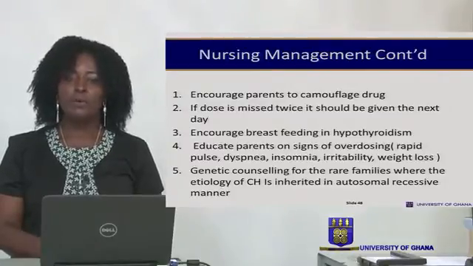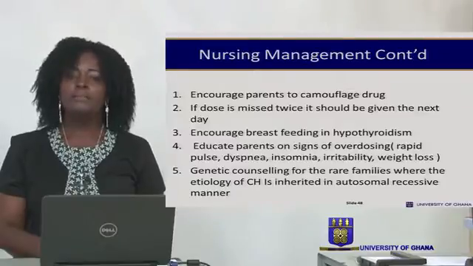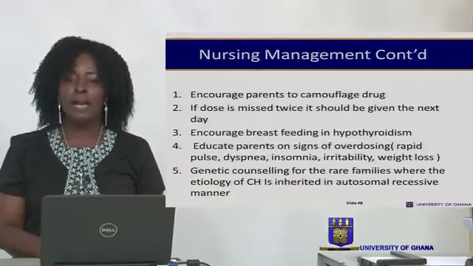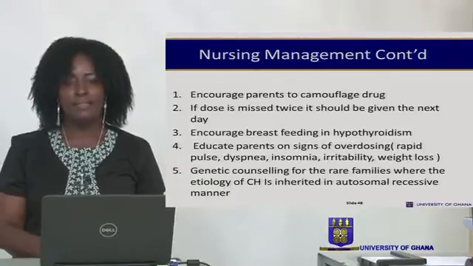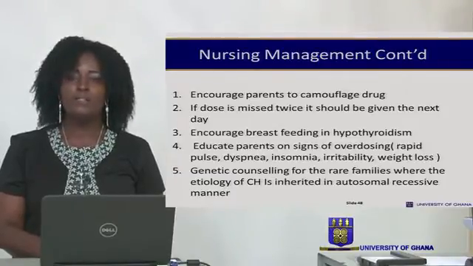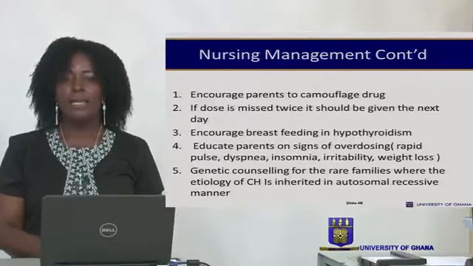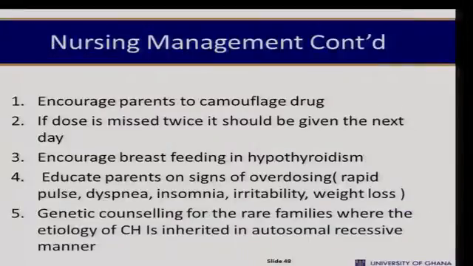When we overdose the children with the drug, it may result in rapid pulse, insomnia, weight loss, and the like. And genetic counseling is also very important in cases where there is family history, because this is inherited in an autosomal recessive manner.